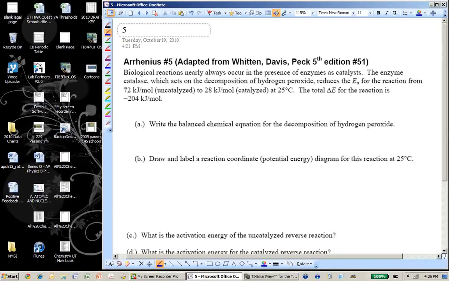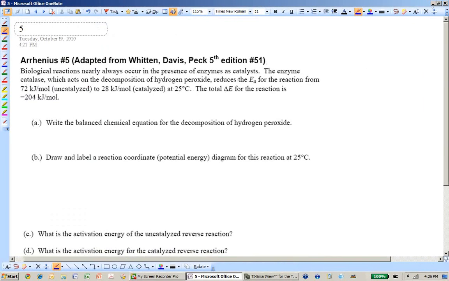Actually, this one doesn't need a calculator, we can make this bigger. Biological reactions nearly always occur in the presence of enzymes as catalysts, and the enzyme catalase, which acts on the decomposition of hydrogen peroxide, reduces the activation energy for the reaction from 72 kilojoules per mole, which is uncatalyzed, to 28 kilojoules per mole when it's catalyzed, both at 25 degrees Celsius. The total delta E for the reaction is negative 204 kilojoules per mole. Write the balanced chemical equation for the decomposition of hydrogen peroxide.